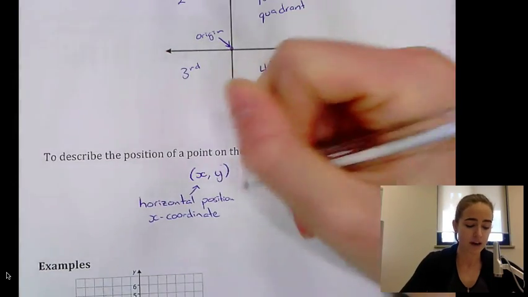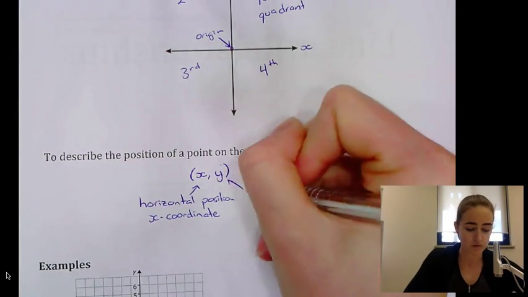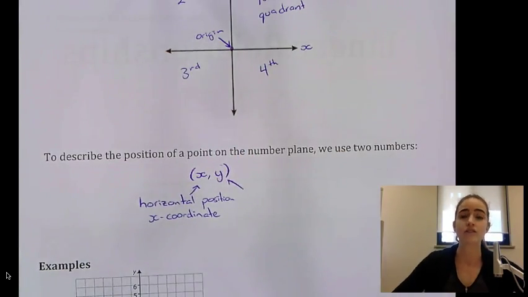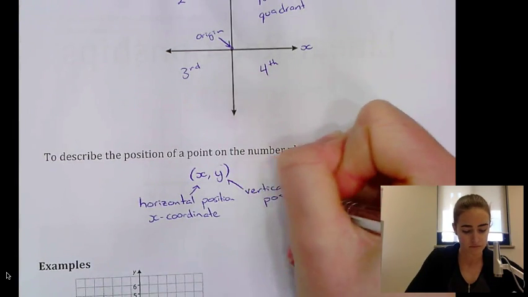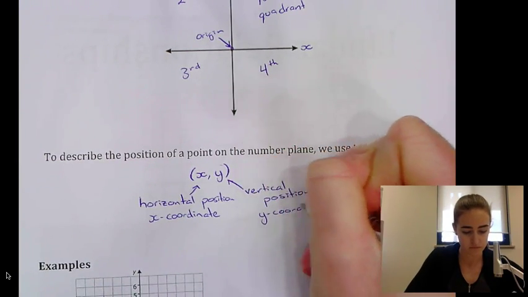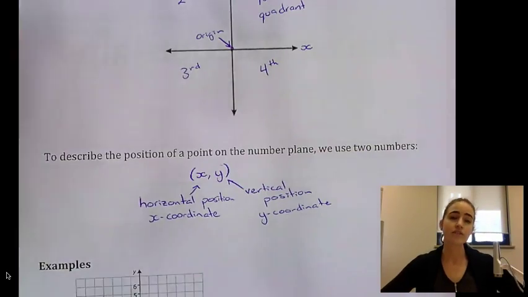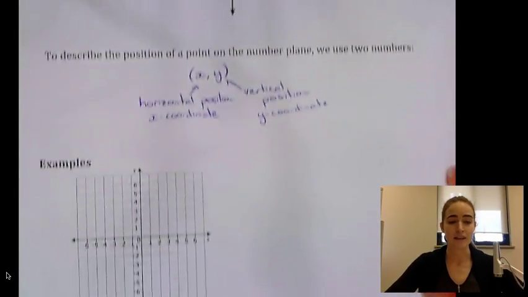This second number in the bracket is called the y-coordinate, and it tells us the vertical position, so how far up or down the number plane our point is. So let's have a look at what that looks like with a number plane.